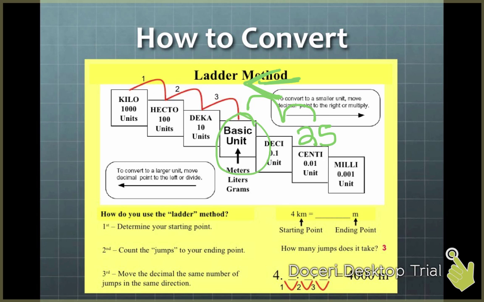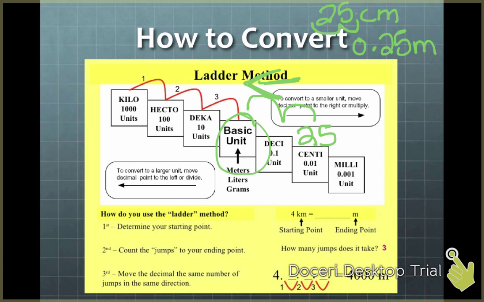So if we're starting with 25 centimeters, we're going to move the decimal 1, 2 times. So then we're going to be left with 0.25 meters. Okay, not too bad. You just move it back and forth.